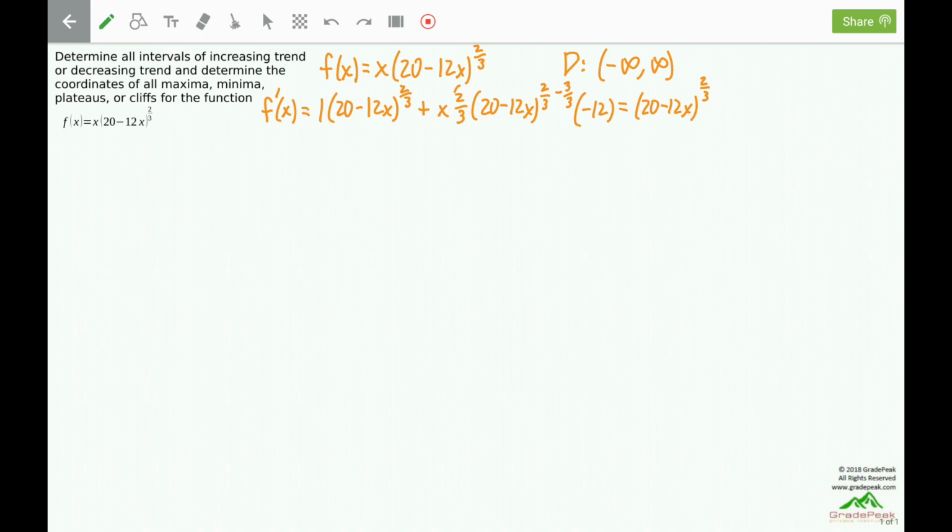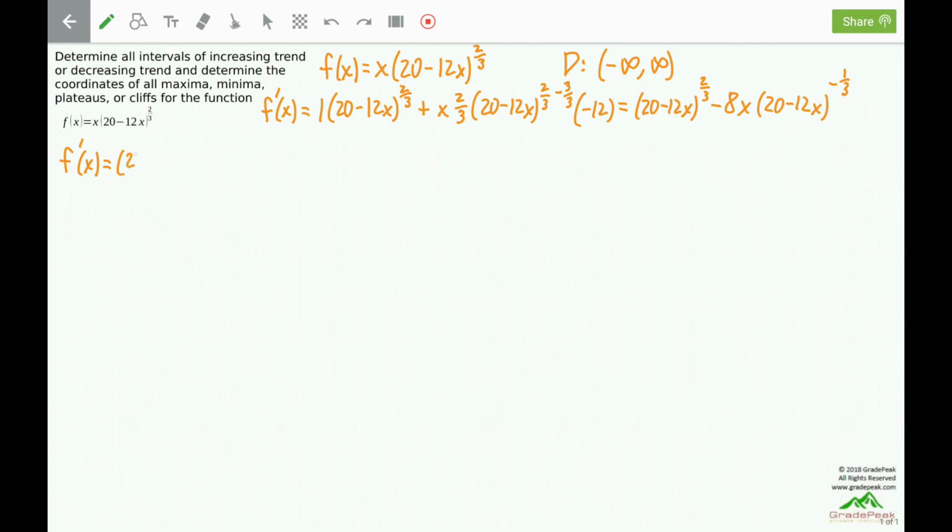In the second term, we can put the constants together. Everything's multiplied here. 2/3 times a negative 12 will be a negative 24/3, or negative 8. There is an x, and there is the 20 minus 12x to the 2 minus 3, negative 1/3 power. Since the second term has a negative power, we will need to rewrite it to give it a positive power.